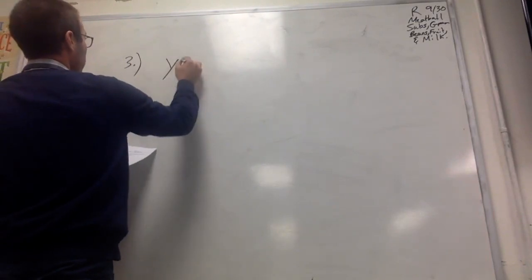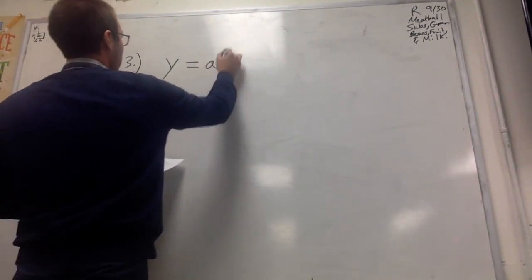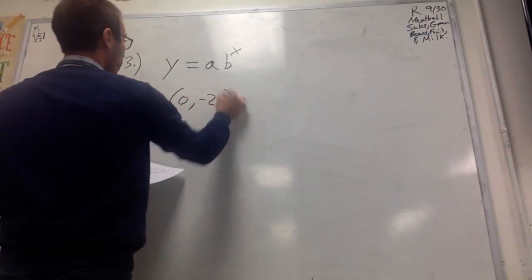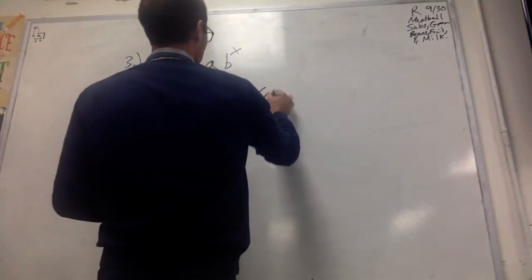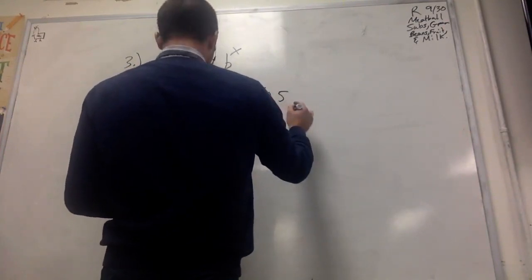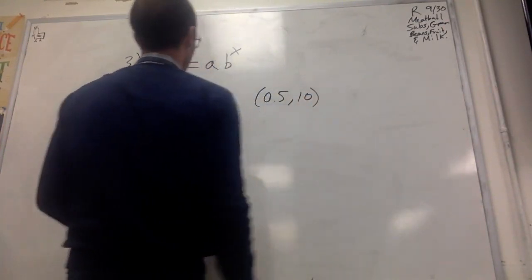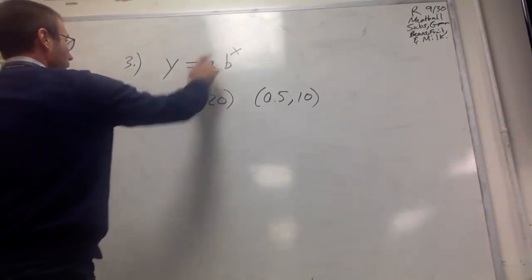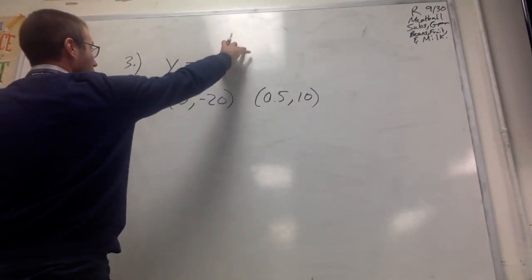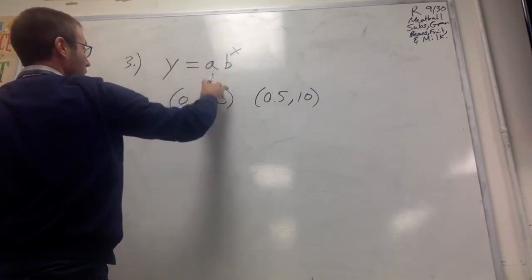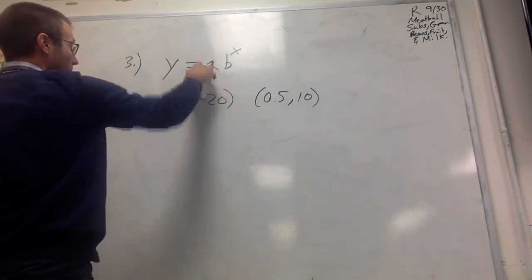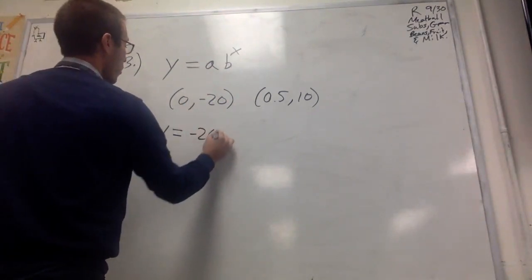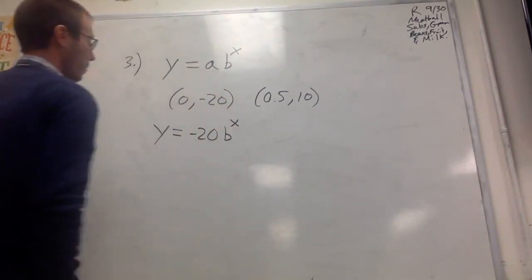Another exponential function, y equals a times b to the x, points (0, -20) and (0.5, 10). I do the same thing that I've always been doing. I plug in 0 for x. I realize this value is 1, so y equals a. So this value right here is negative 20. So I'm just going to write y equals negative 20 times b to the x. I'm jumping here.